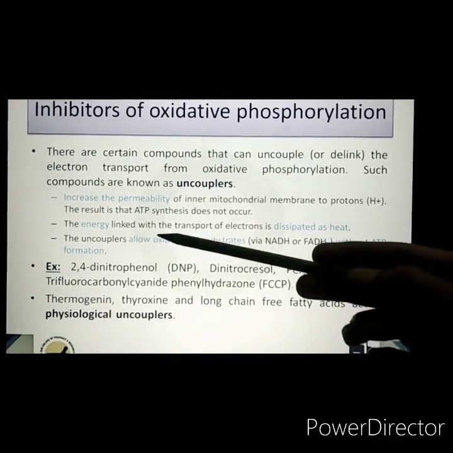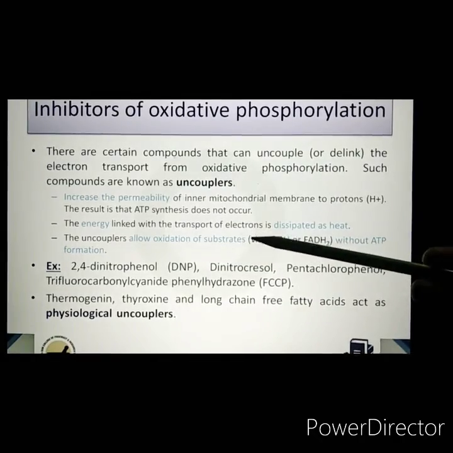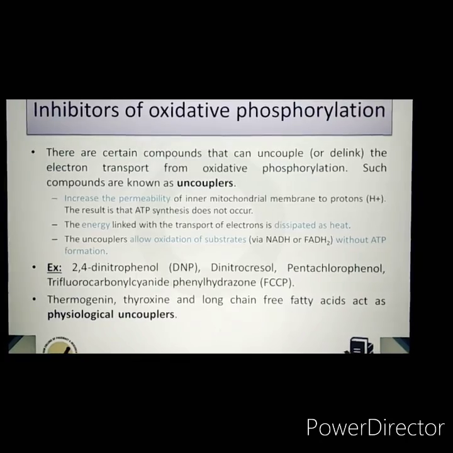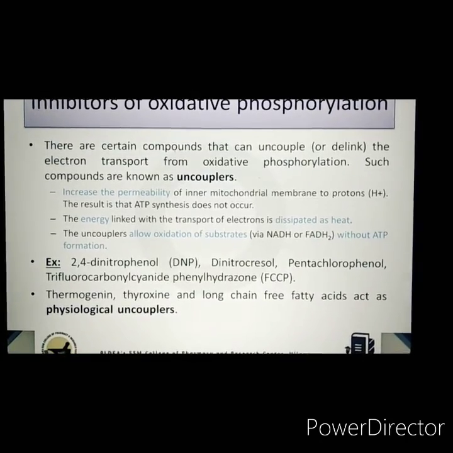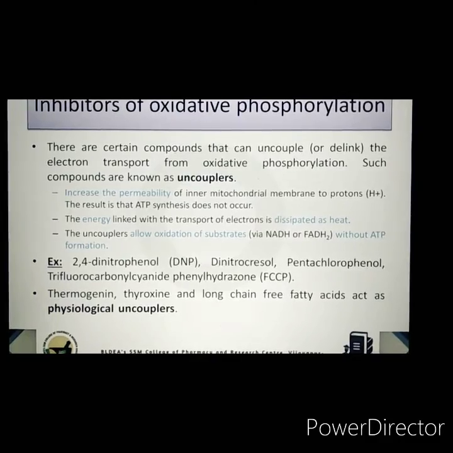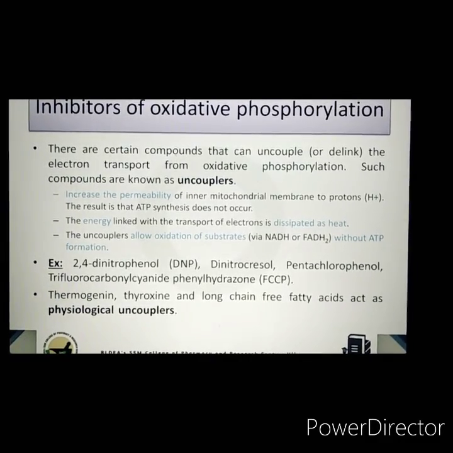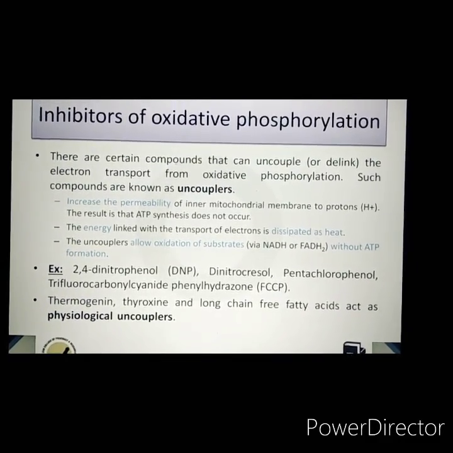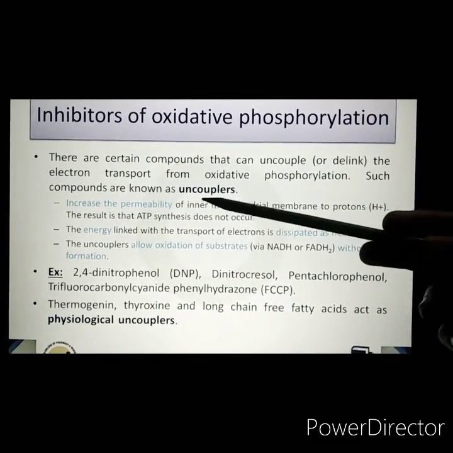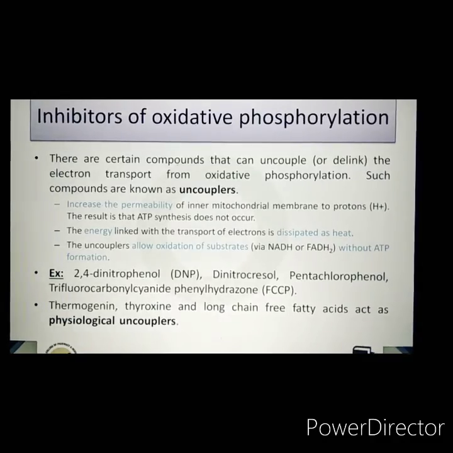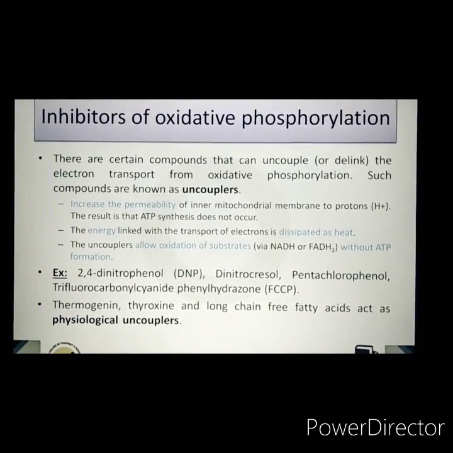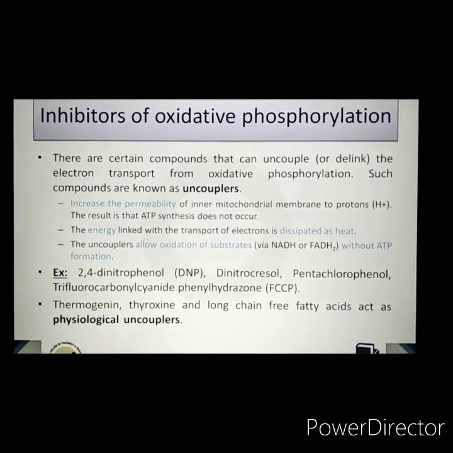And the third characteristic is they allow the oxidation of substrate, but there is no formation of ATP. We know that NADH and FADH2 undergo ETC and undergo oxidation. So this oxidative mechanism is facilitated, but without ATP formation in the presence of uncouplers. So these are the characteristics of uncouplers: they increase the permeability, they release the energy in the form of heat, and they allow oxidation of substrate without ATP formation.